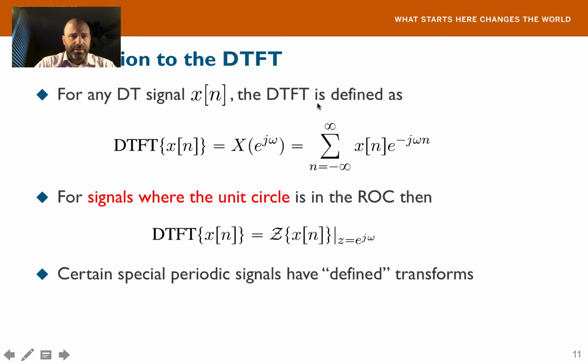So here's the connection of the DTFT. Remember, the DTFT was the sum from minus infinity to infinity of x of n e to the minus j omega n. We wrote that as X of e to the j omega. If the region of convergence includes the unit circle, then we can compute the DTFT by evaluating the z-transform at e to the j omega. In general, you can find the DTFT from the z-transform, except for certain special signals like periodic signals, that had defined transforms involving the Dirac delta function.